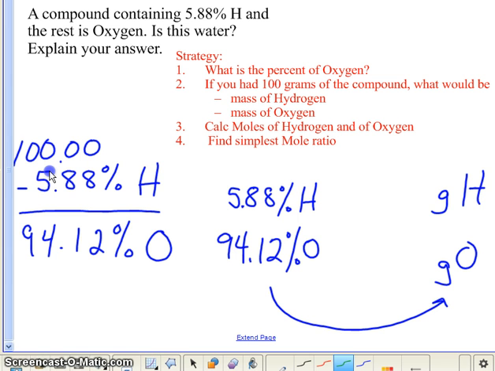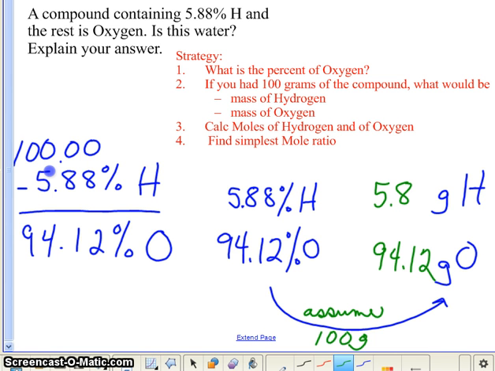to grams. And it's easy if you assume that we have 100 grams of this compound. Always assume 100 grams, because guess what 94.12% of 100 is? Yeah, it's 94.12 grams. So now we know the grams of oxygen, and what's 5.88% of 100? 5.88 grams. Yes? All right, so I'm going to go to a new slide here.